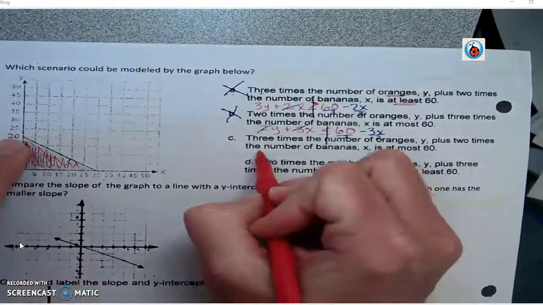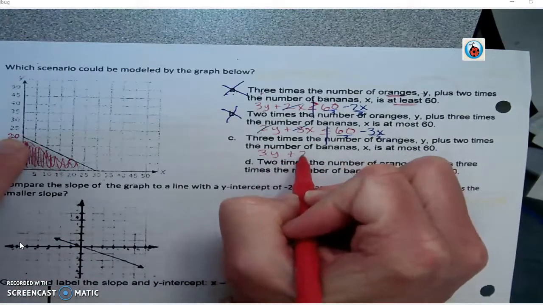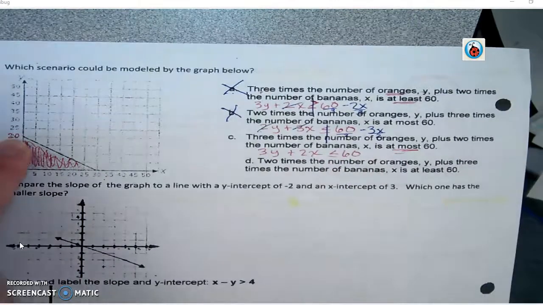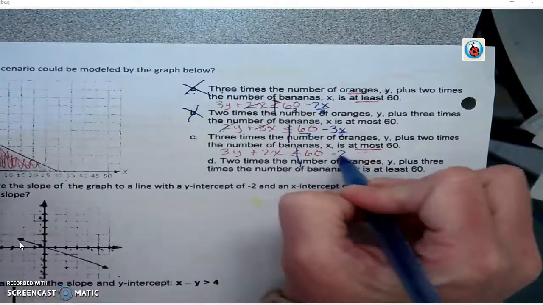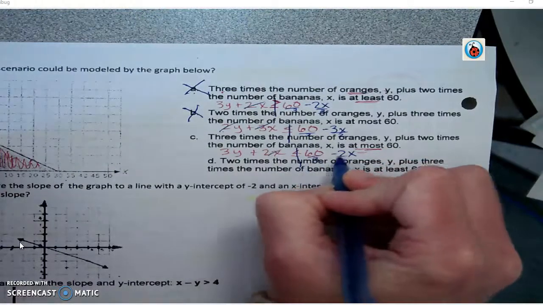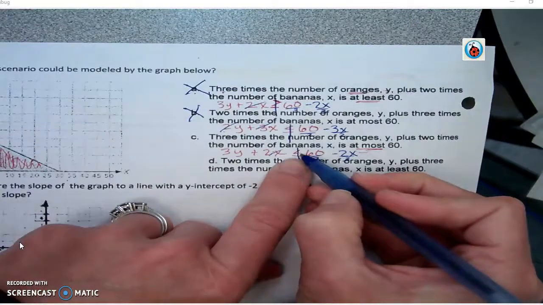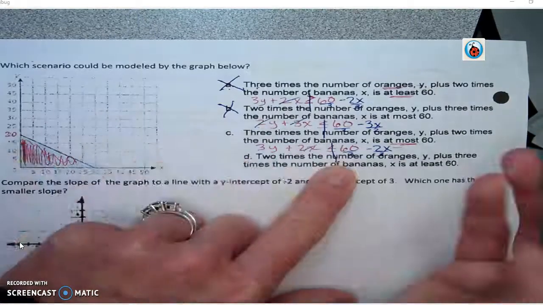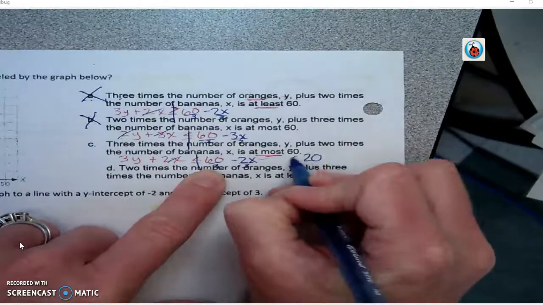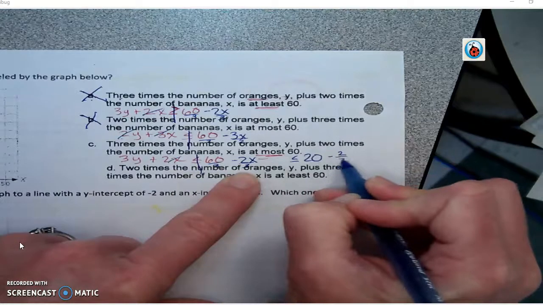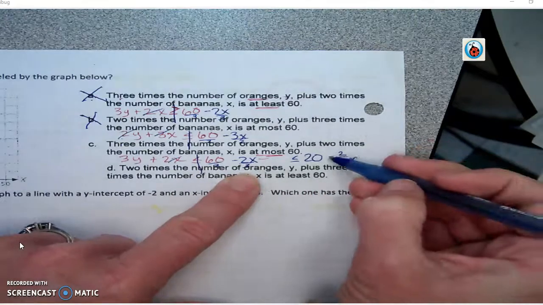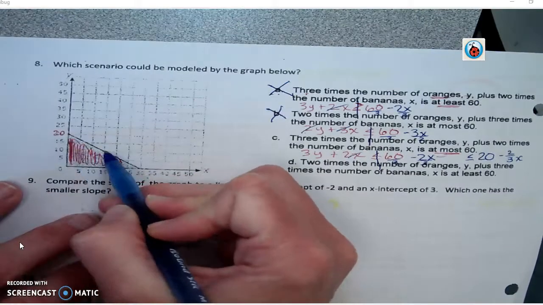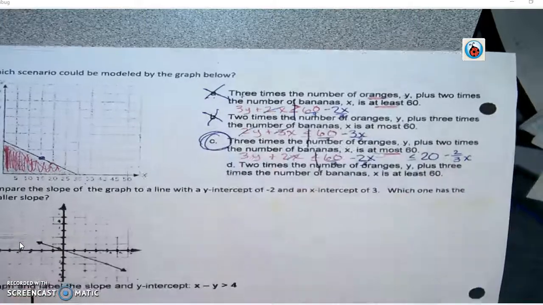C, 3 times the number of oranges, y, plus 2 times the number of bananas, x, is at most, so less than or equal to 60. I'm going to solve it for y, so subtract 2x and divide by 3. Less than or equal to, so shade below, that's good. 60 divided by 3 is 20, so that's good. And then -2/3 x, so let's check that. It would go down 2 over 3. So start here, go down 2 over 3. Yes, that works. So the answer is C.